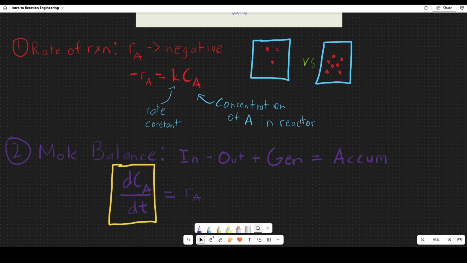Now let's specialize it to a batch reactor. The batch reactor is the simplest reactor since essentially we're just dumping the reactants into a tank and letting it sit. And so what that means, in our assumptions, is that nothing flows in and nothing flows out. So this in and out term both go to zero.